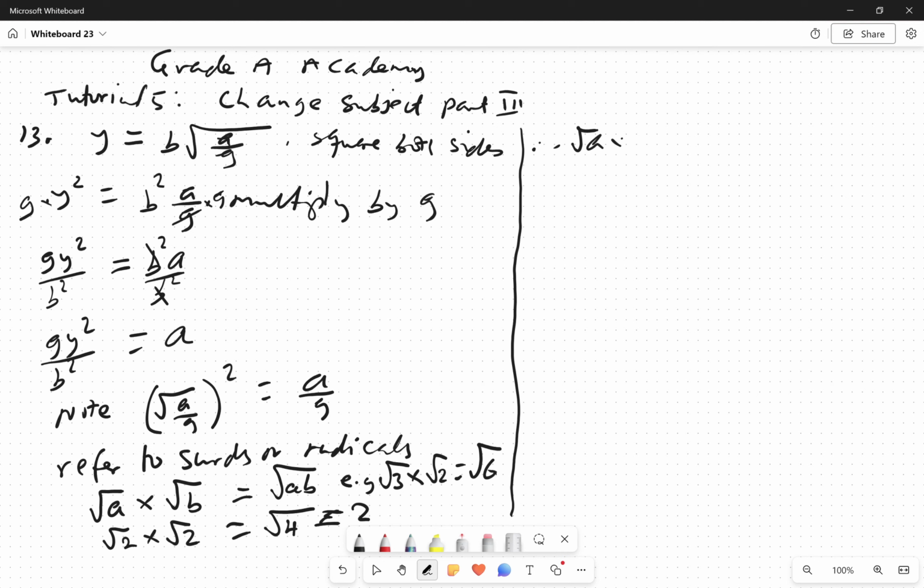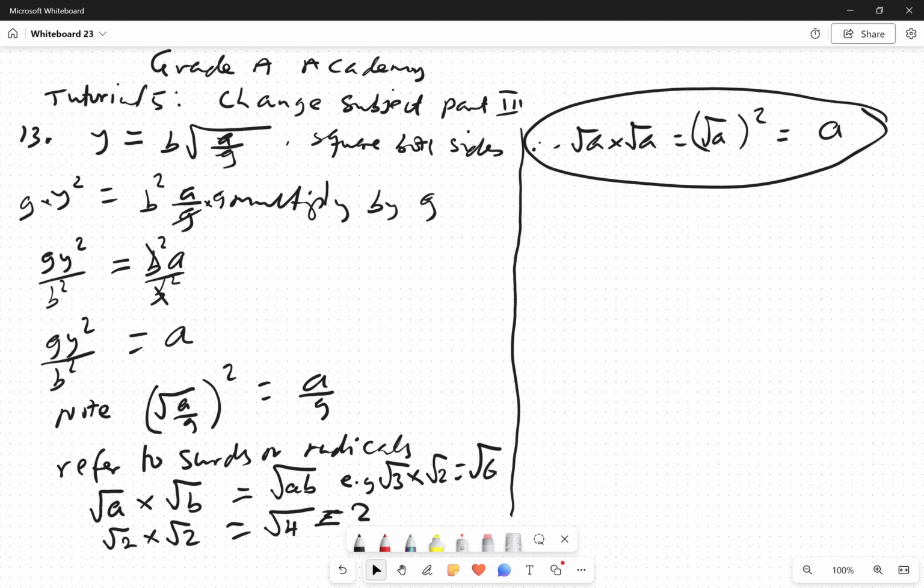Square root of a times square root of a means square root of a squared, and your answer is simply a. Remember this. Square root of a times square root of a, your answer is simply a and not a squared. Don't make a mistake. I've seen many students mess up in this. So you should know how to get the answer when you square a surd. Okay, that's great.